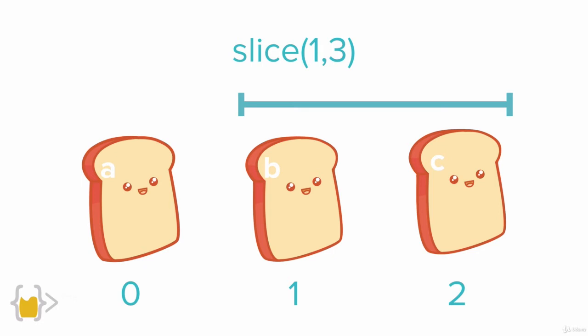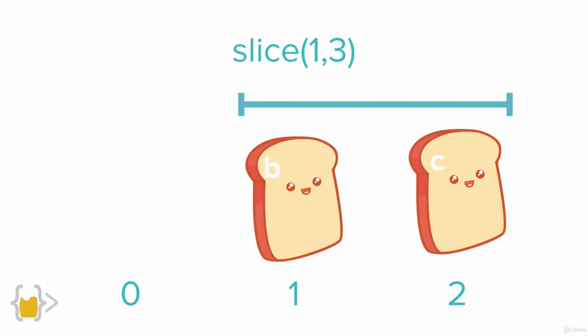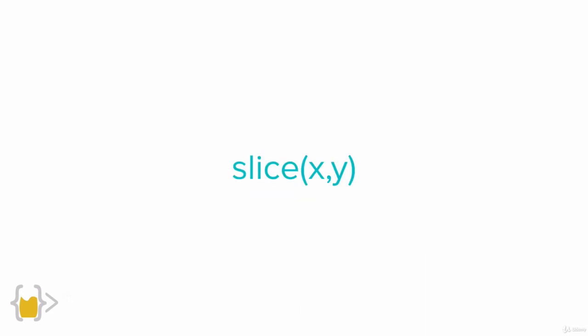One at position 0, one at position 1, and the last one at position 2. So by slicing from 1 to 3, then we end up with the characters BC. So this is what the syntax looks like.